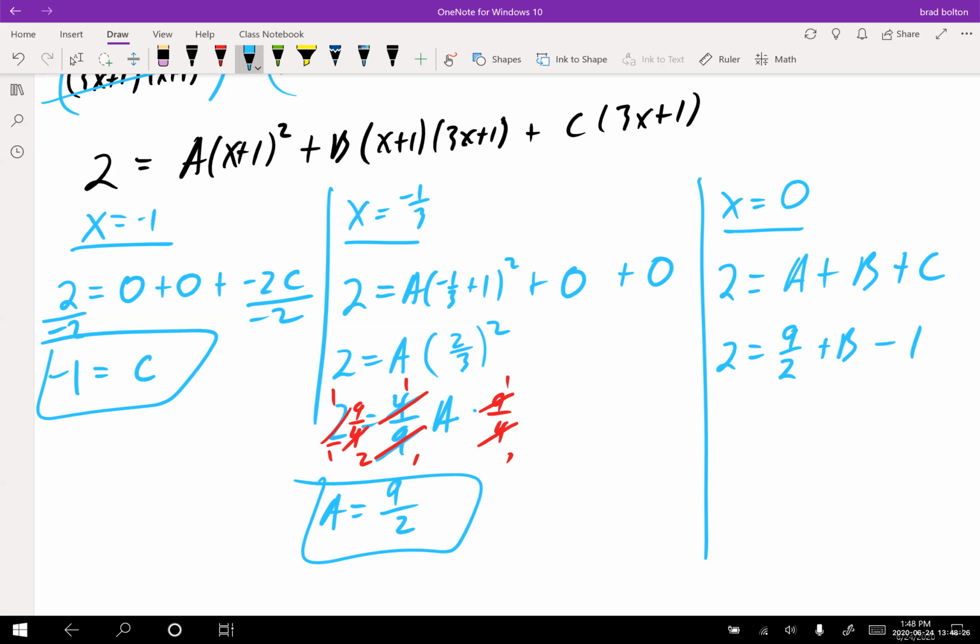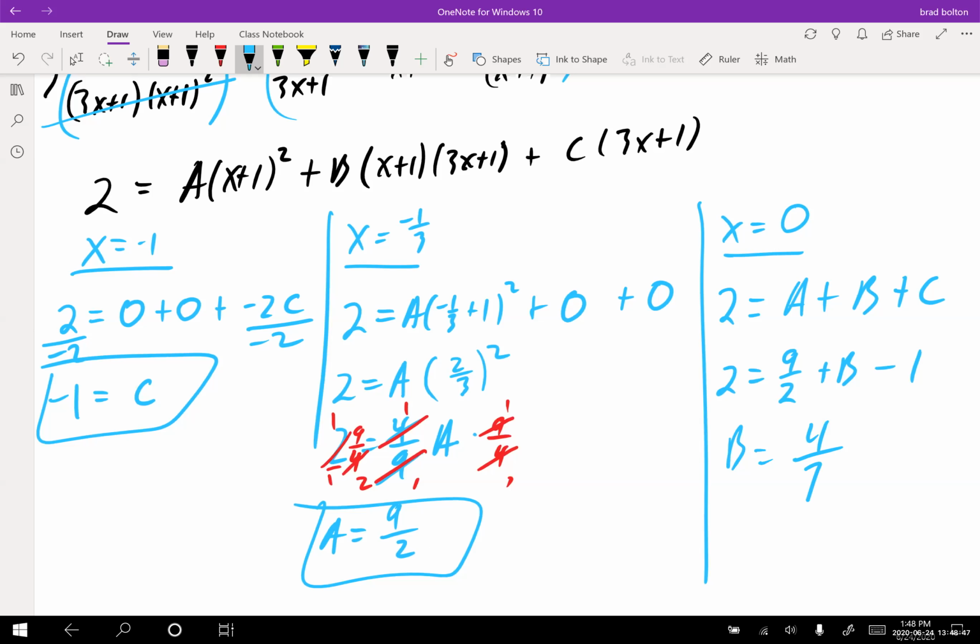So I'm just going to do all this on my calculator. I'm going to do 9 divided by 2 minus 1 is 7 halves. And then I'm going to do 2 divided by 7 divided by 2. And that is 4/7. So I have B is equal to 4 over 7. Okay, so we now know our B.